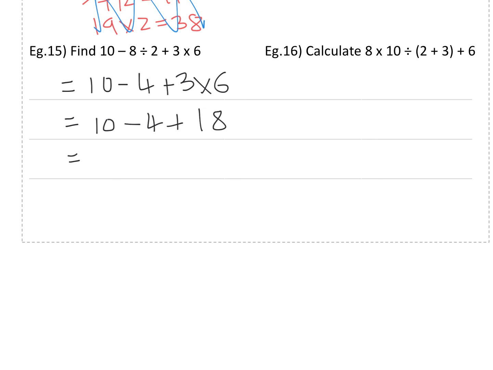You then have just adding and subtracting. So we do that from left to right. 10 take away 4 gives you 6. And 6 plus 18 gives you 24.